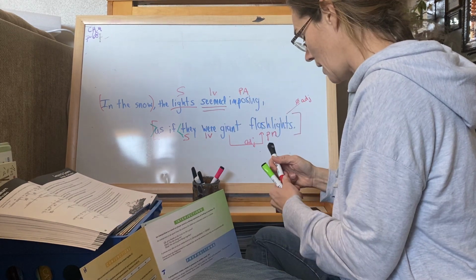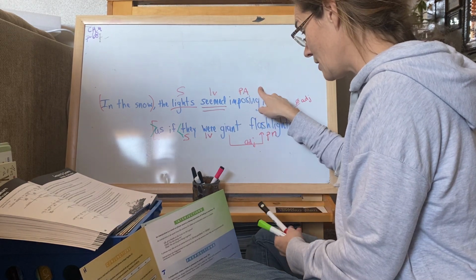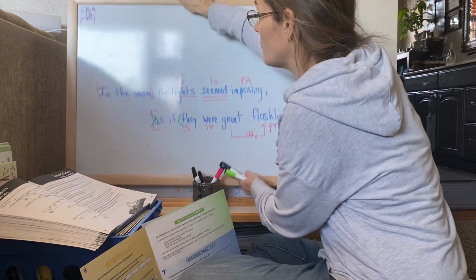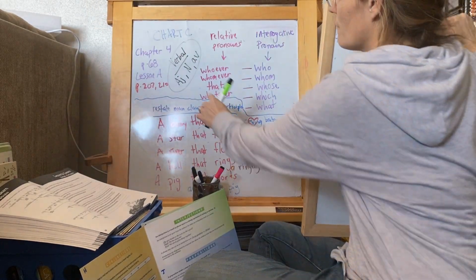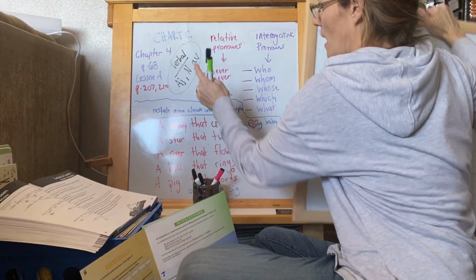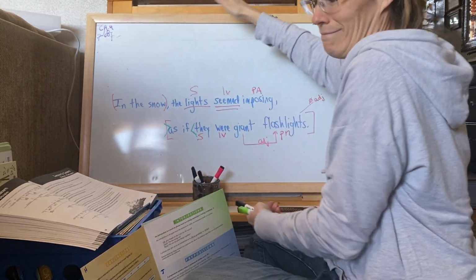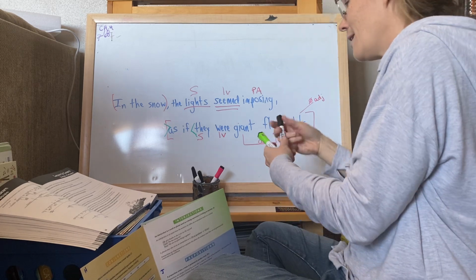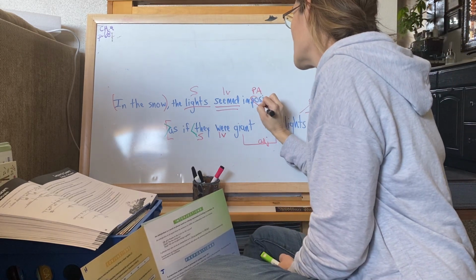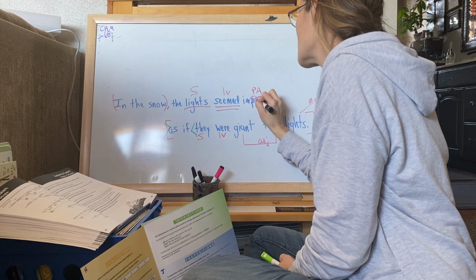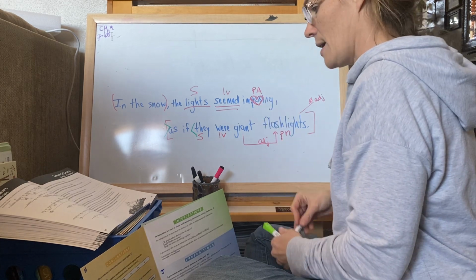But also, take a look at this. It's an adjective. Remember the definition of our verbal? It can be an adjective, noun, or adverb. Oh no. So imposing, you're like, wait, isn't imposing a verb? Uh-huh, it is a verb. So this, take a look at this.